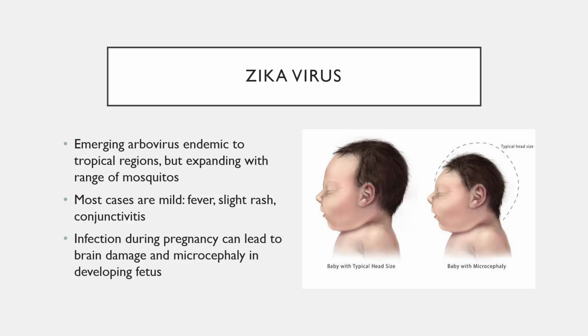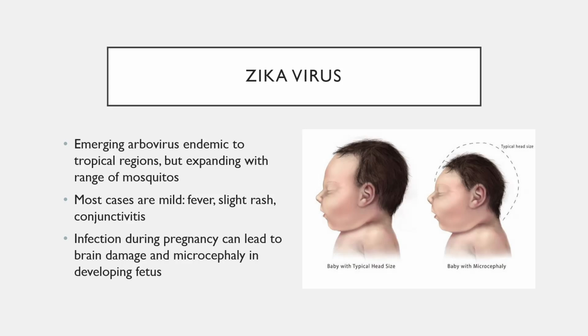So this is an emerging arbovirus, meaning that it is an arbovirus that has increased in prevalence and range over the last few years. It's endemic to tropical regions, but that range is expanding along with the range of the mosquitoes that carry it. Most cases of Zika virus are mild, including a fever, a slight rash, and perhaps some conjunctivitis.